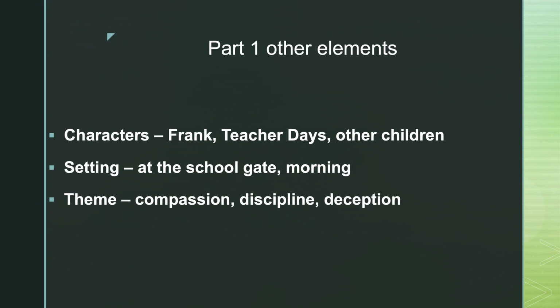And the theme coming out is compassion. Think about which character that I mentioned brings out compassion, discipline, and deception. Again, anytime you think about your theme, you want to think about which character is bringing these themes out and how they're bringing them out.